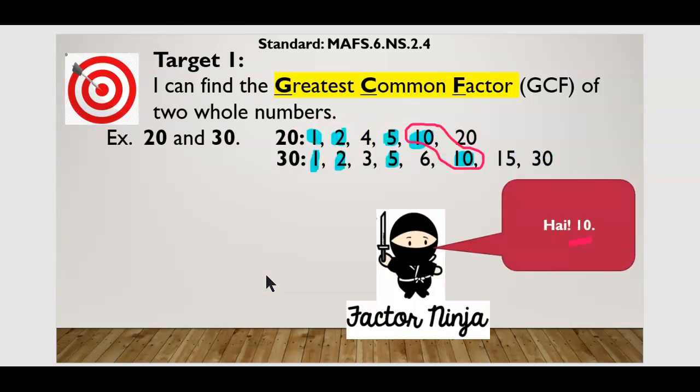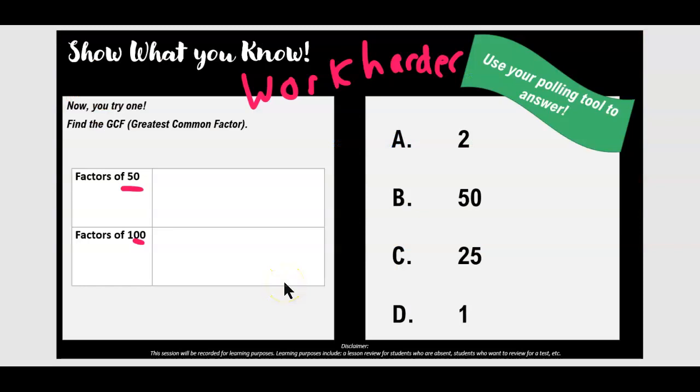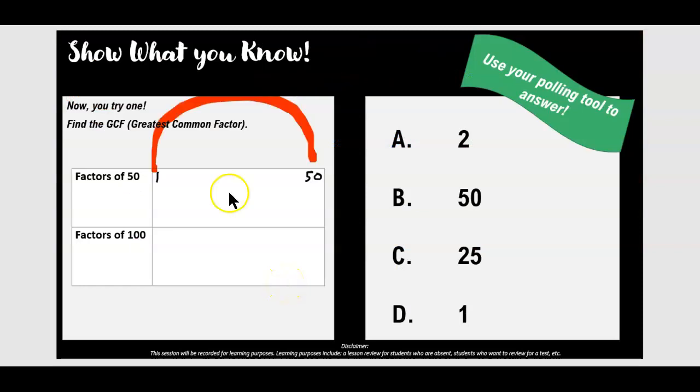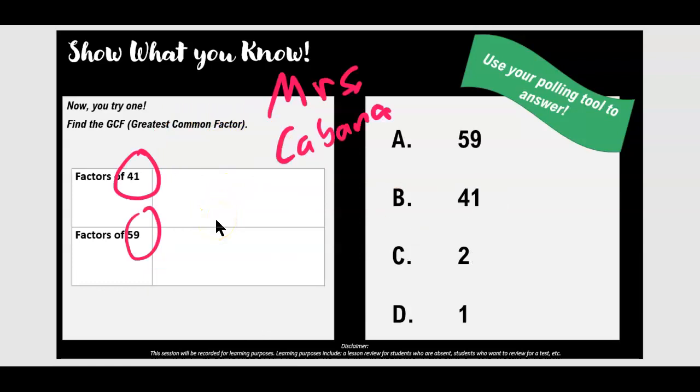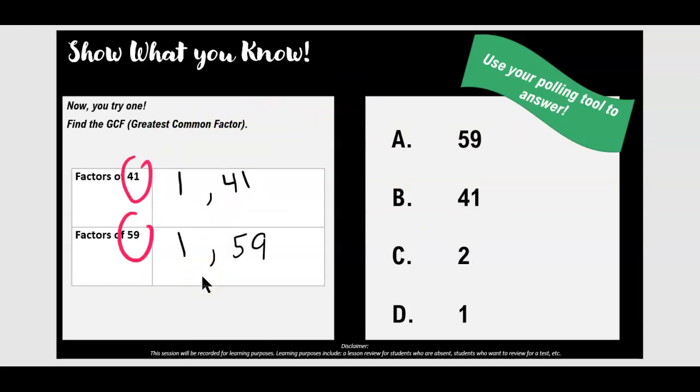Factor Ninja chops things into smaller pieces. Let's chop these 50 into smaller pieces. Oh, we did that already. We're trying to get to the one. See? 1 and 41. What are the common factors? There's only one common factor. What's the greatest common factor? Well, the only one that you have.